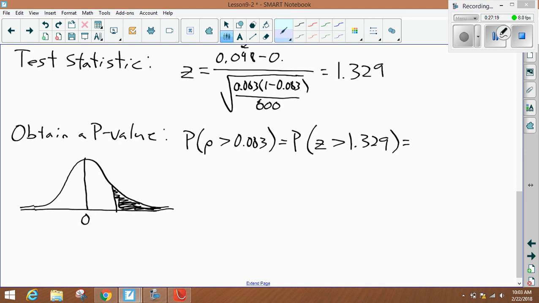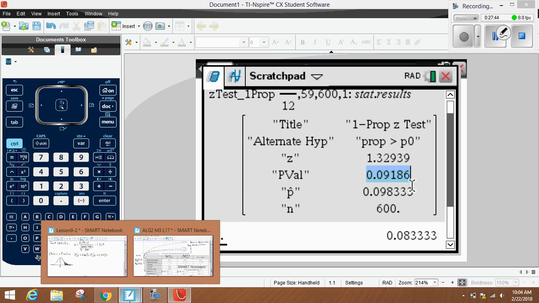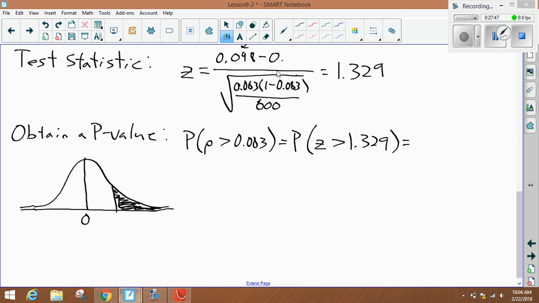We have this value on our calculator right there. So if you were to go to your table and figure out what the area of that shaded region was, it turns out to be 0.09186. So let's go with approximately 0.092. Okay. So we obtained a p-value.